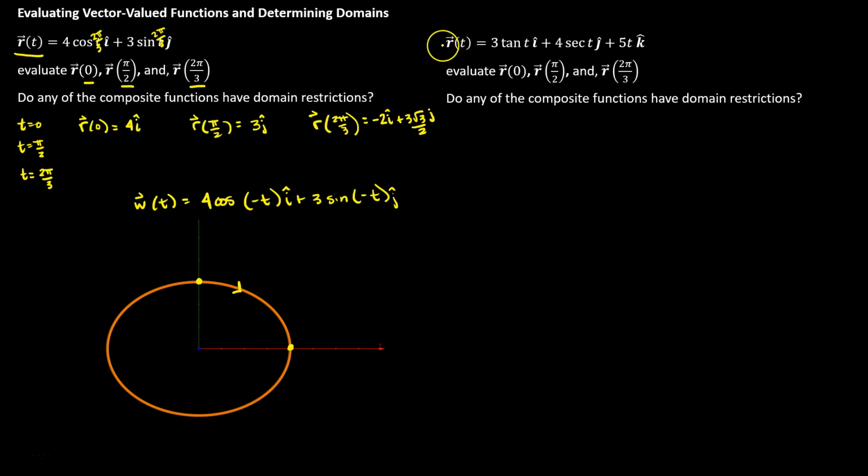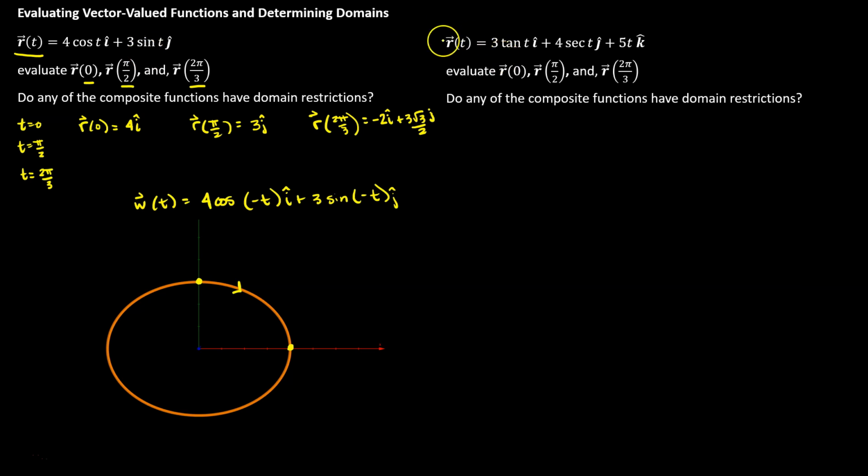There is another part to this question which says, do any of the composite functions have domain restrictions? Meaning, is there a value of t that would take this vector function and cause either one of those components to be undefined? And the answer is no, because sine and cosine are continuous everywhere.